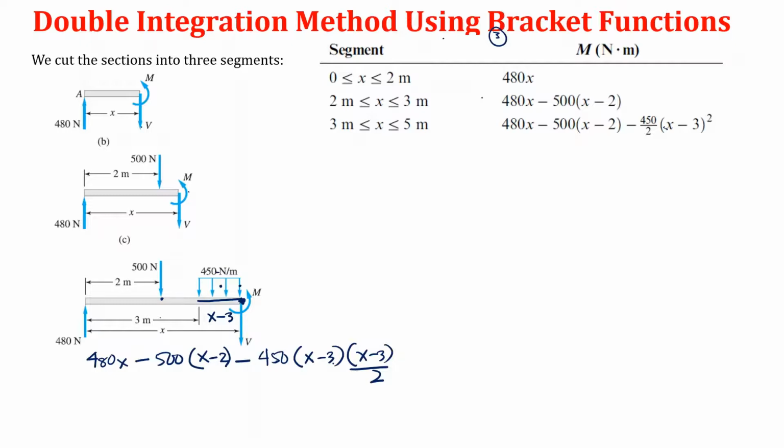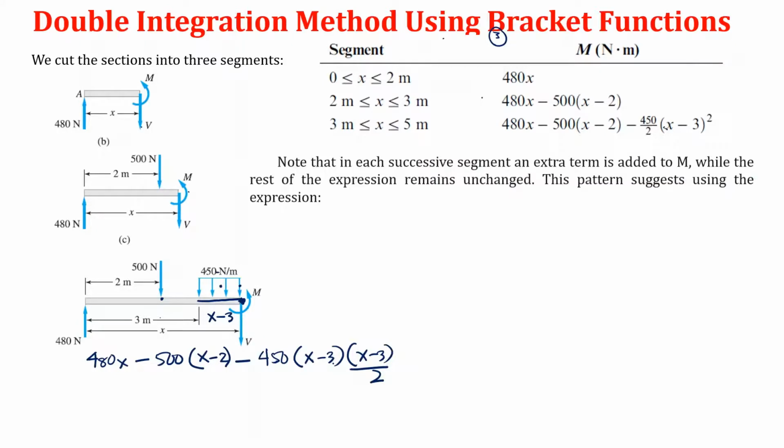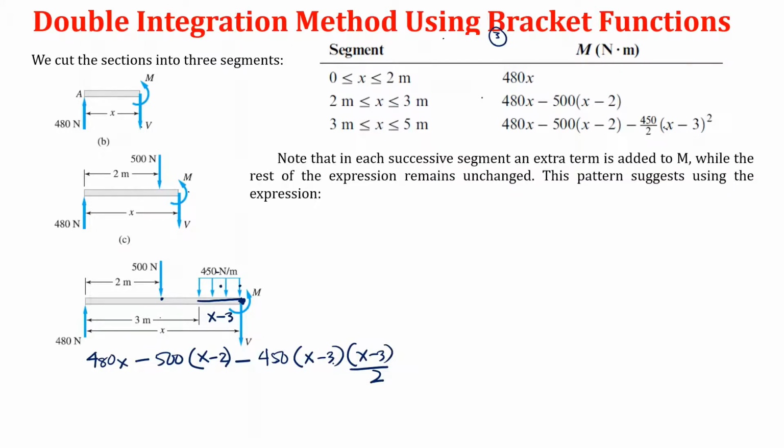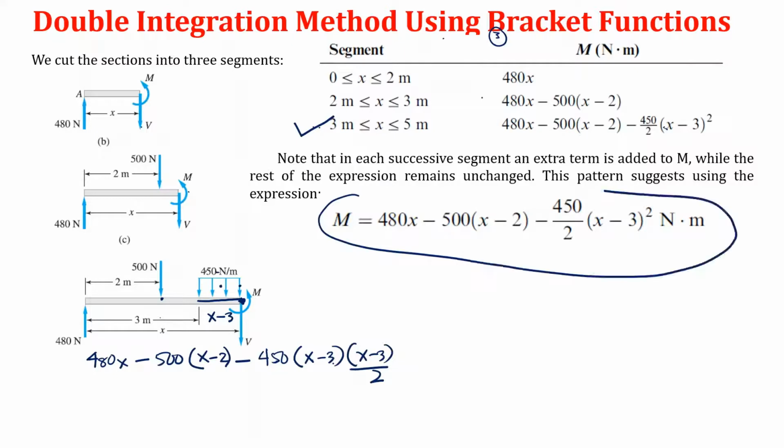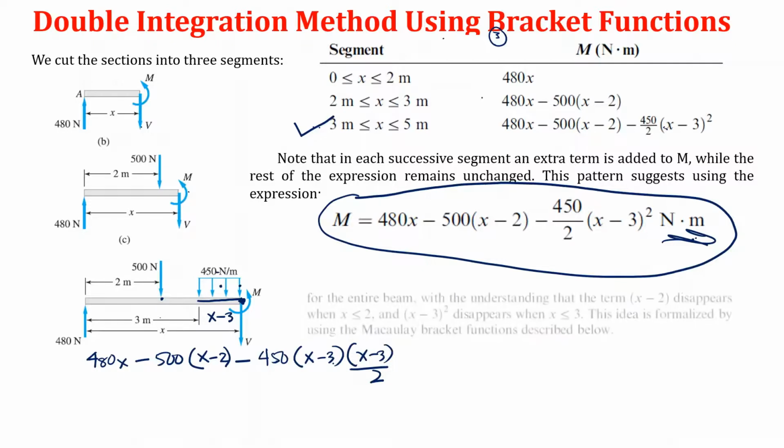So, what is important in the double integration method is that the moment equation we adopt is the one that includes everything, which is this. 480x minus 500 times x minus 2 minus 450 over 2 times x minus 3 squared. The unit is newton meter because it is a moment. Okay.